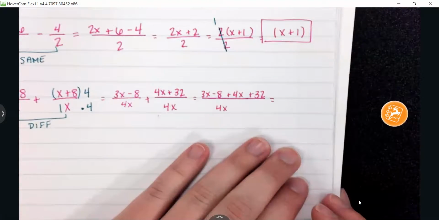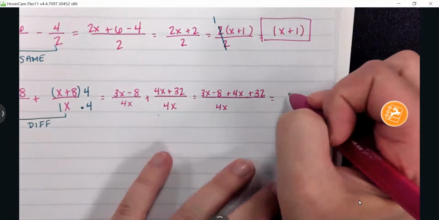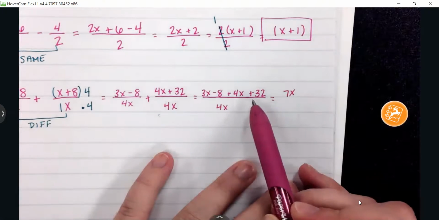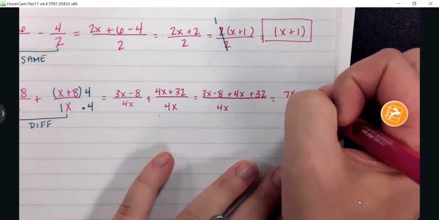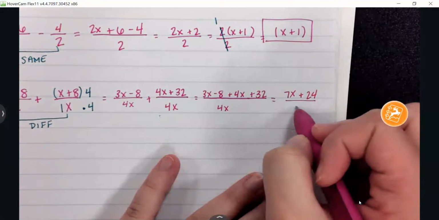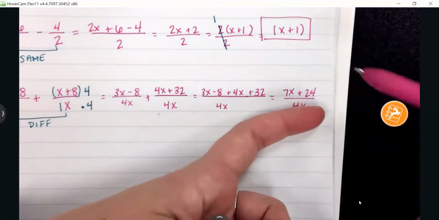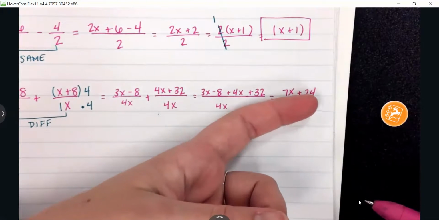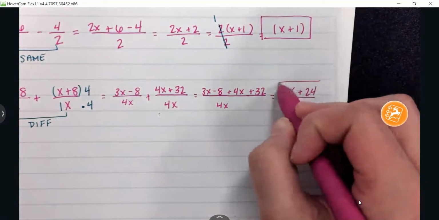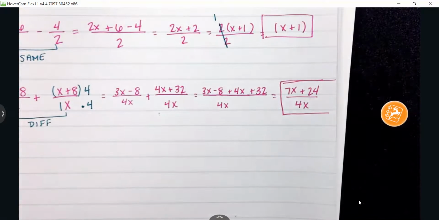When I combine things that look the same, I have 3x plus 4x, which would be 7x. I have negative 8 plus 32, which would give me a positive 24, all divided by 4x. At the top, 7x plus 24, do those have a GCF? No, then there's probably not much I can do, and that would be my answer.